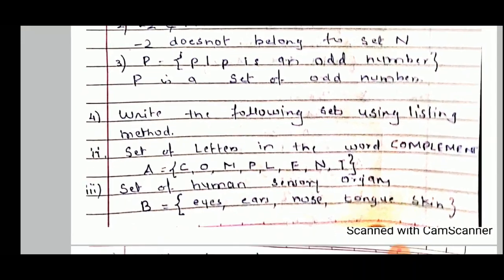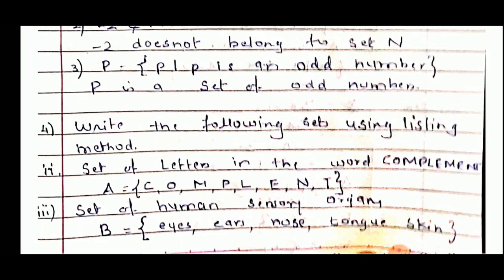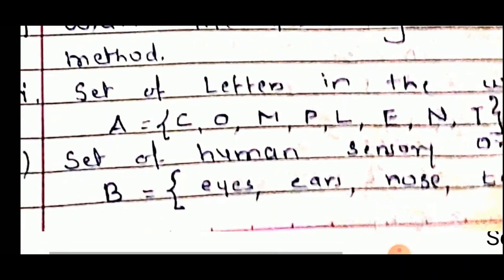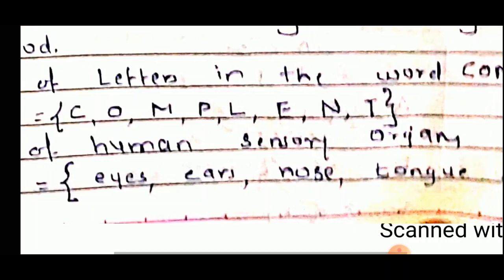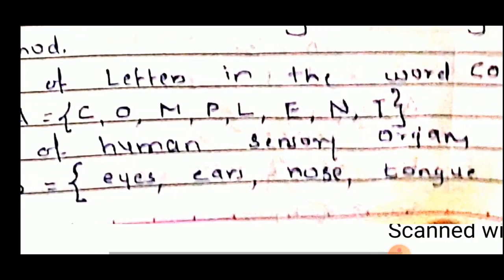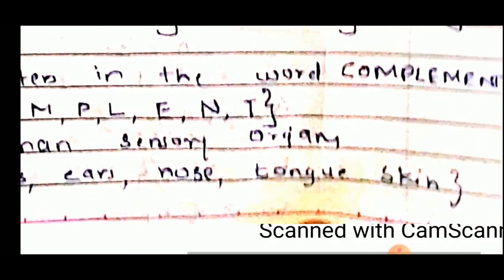Now let us see the fourth example. Write the following sets by using the listing method. Now set of letters in the word complement. A is equal to C, O, M, P, L, E, N, T. Now M is repeated, so M is written down only once. Now next is set of human sensory organs. There are 5 human senses: eyes, ears, nose, tongue and skin.